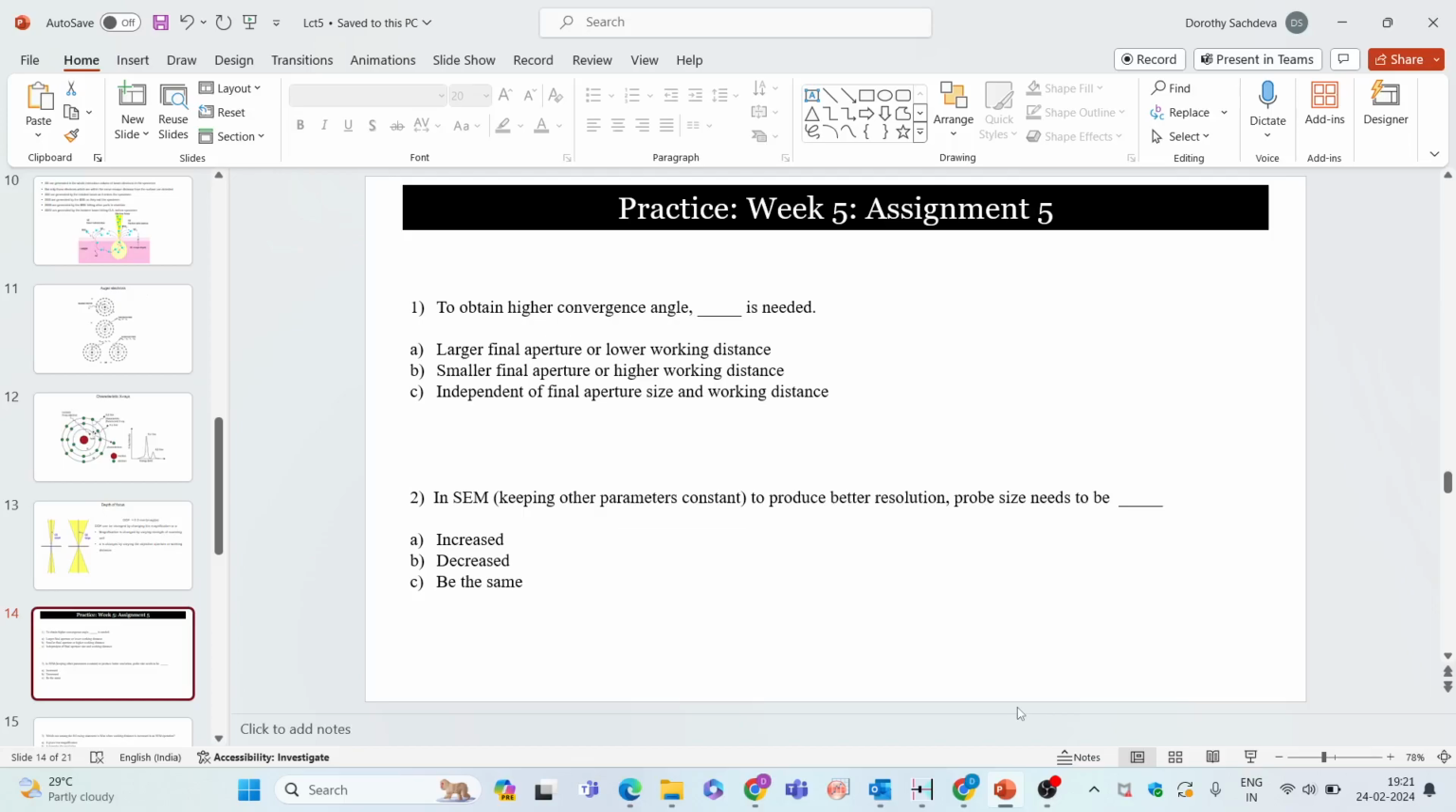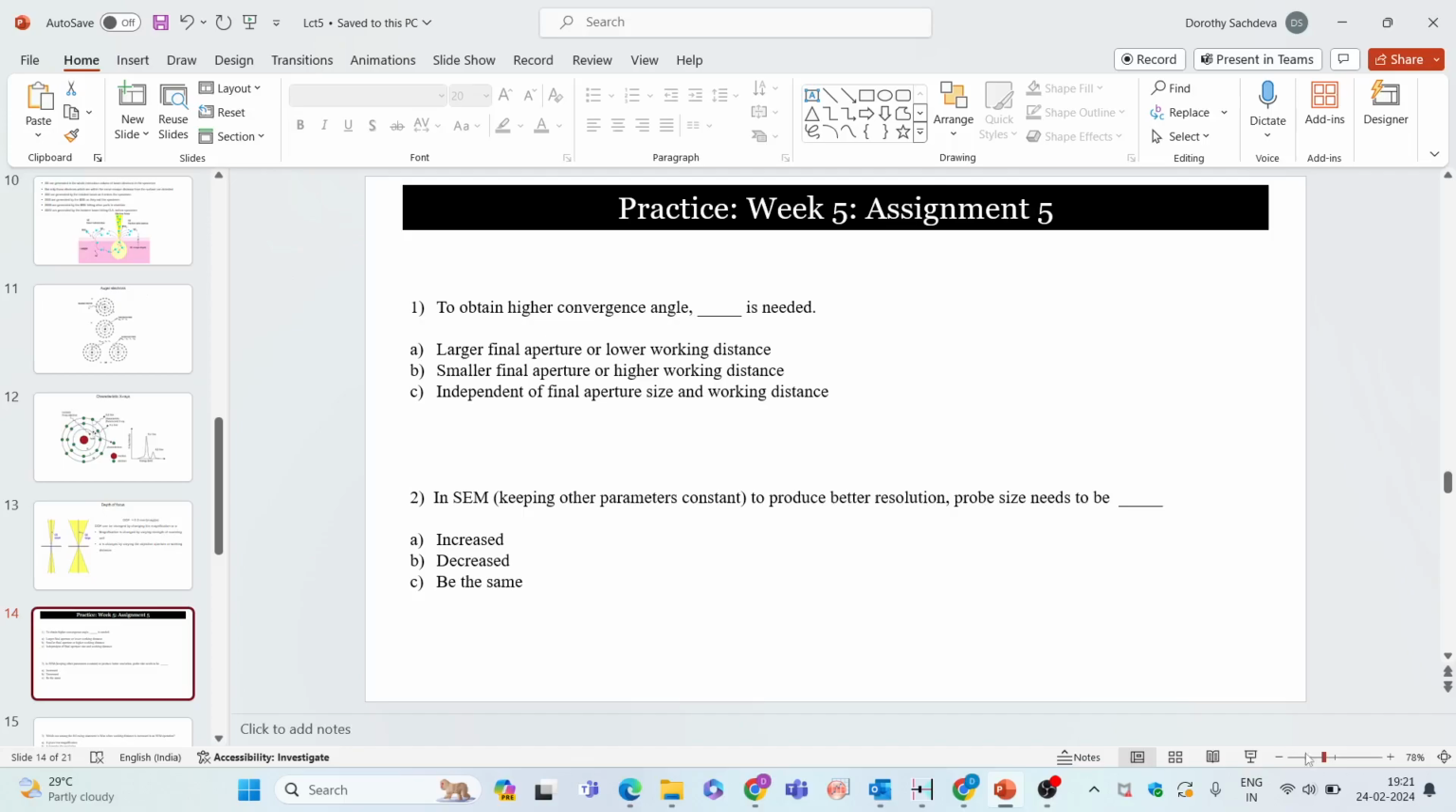Option B. Yeah, option B. Higher convergence angle. Higher convergence angle. No, why are you saying option B? Sorry.